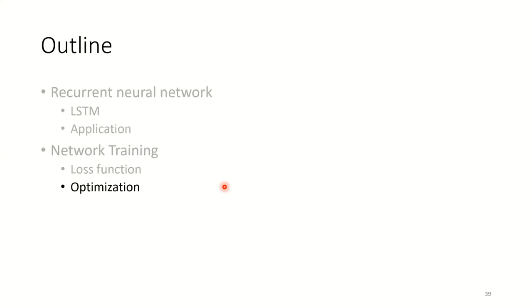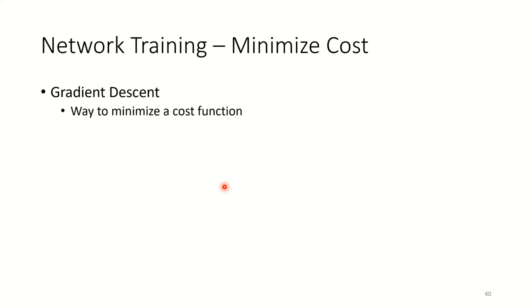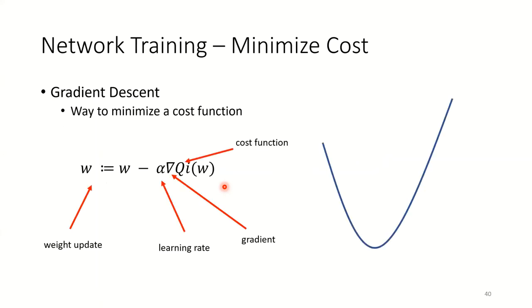Okay, so I think at 11:40, we are already close to out of time. So the way the network optimization works is, we all use gradient descent for training these deep networks. And that's the way to minimize the cost. I will just give you an intuition how this works.